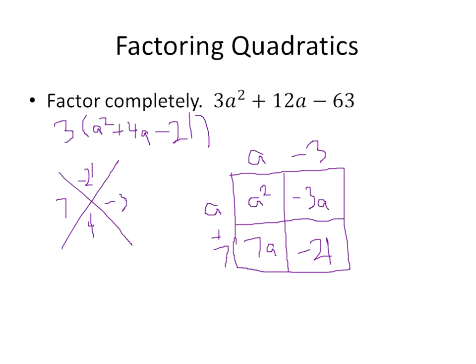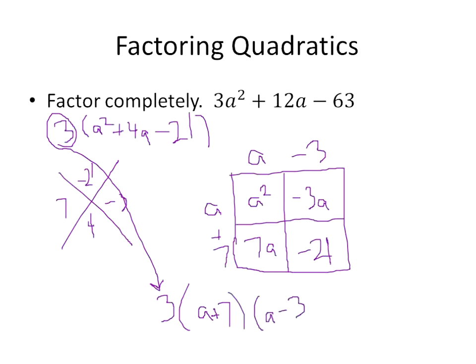Now when I'm done, I'm not done yet because I have to rewrite this, and I don't want to lose the 3. Now I'm going to put that 3 back on there. Does everybody see that? The 3 right here, I've got to put back on the answer. So it's 3 times a plus 7 times a minus 3. Okay? Make sense?